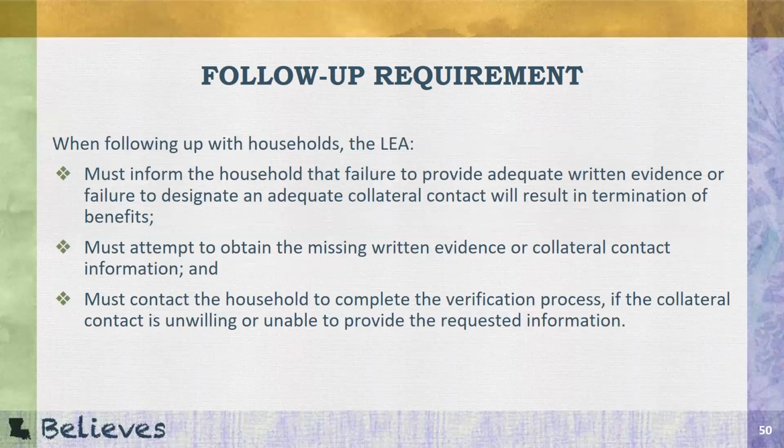When following up with households, the LEA must inform the household that failure to provide adequate written evidence or failure to designate an adequate collateral contact will result in termination of benefits. The LEA must attempt to obtain the missing written evidence or collateral contact information, and they must contact the household to complete the verification process, if the collateral contact is unwilling or unable to provide the requested information. We will discuss more about collateral contacts on the next slide.